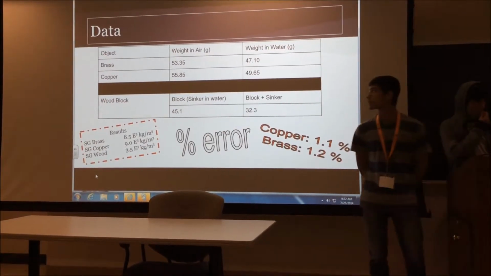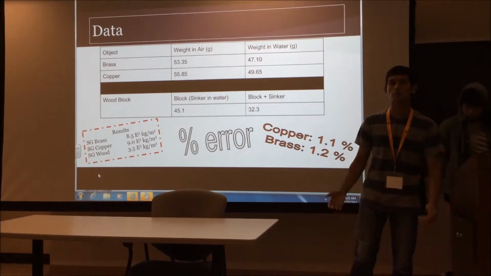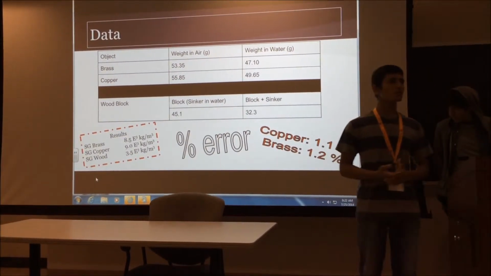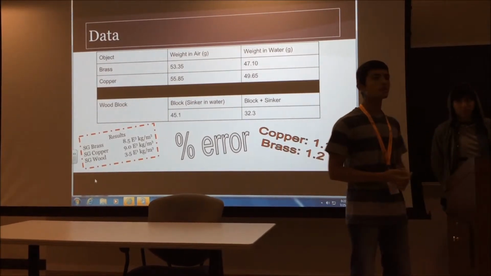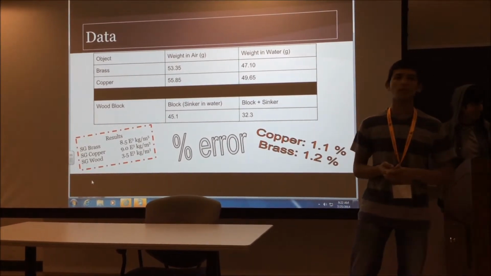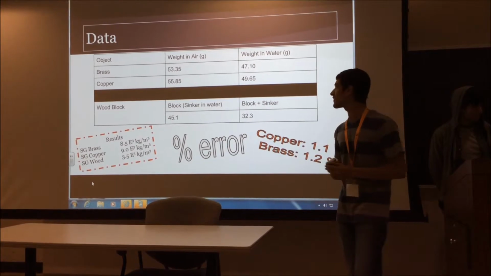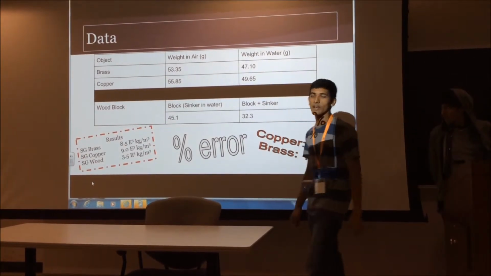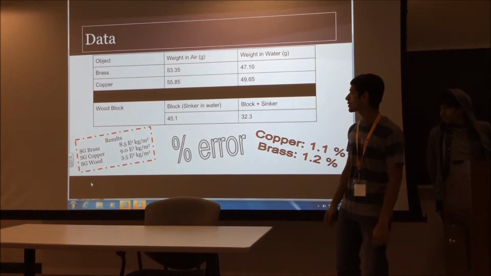This is the data table for the experiment, and the 2 objects that we decided to use were brass and copper. I was thinking of using something heavier, but there was some issue about it not being legal, something like that. As you can see, the weight in water is less than the weight in air, and it's the same thing for the wood block.